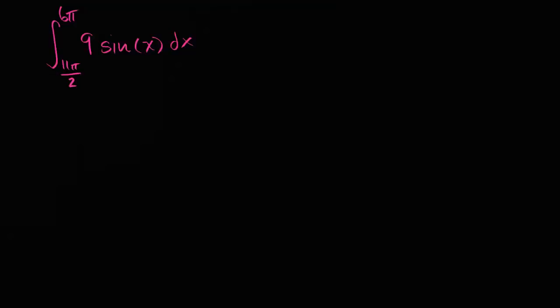So let's see if we can evaluate the definite integral from 11 pi over 2 to 6 pi of 9 sine of x dx. So the first thing, let's see if we can take the antiderivative of 9 sine of x. And we could use some of our integration properties to simplify this a little bit. So this is the same thing as 9 times the integral from 11 pi over 2 to 6 pi of sine of x dx.